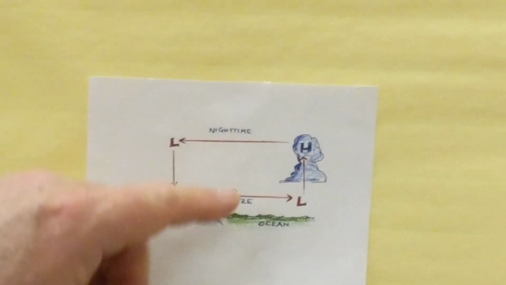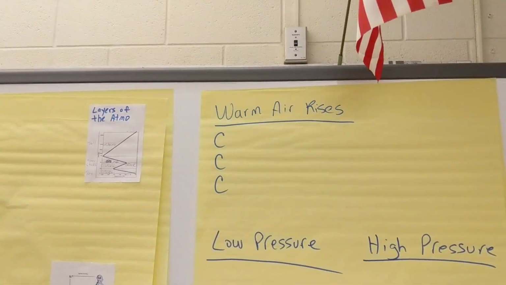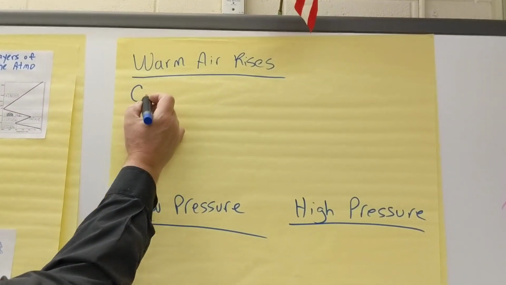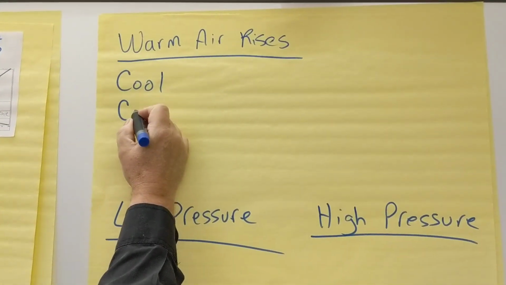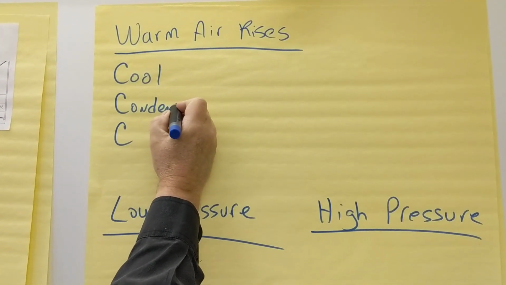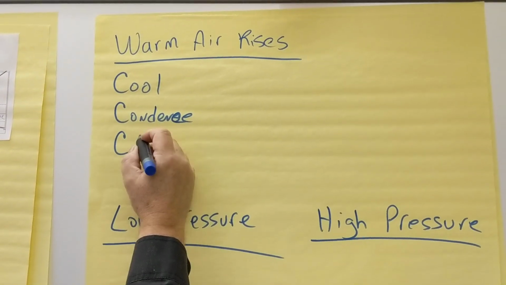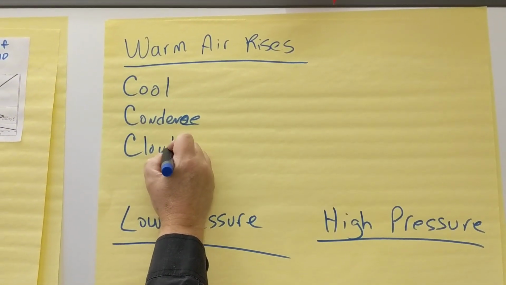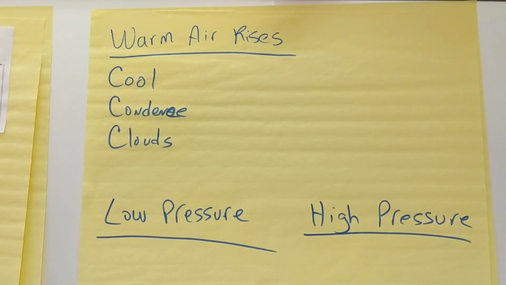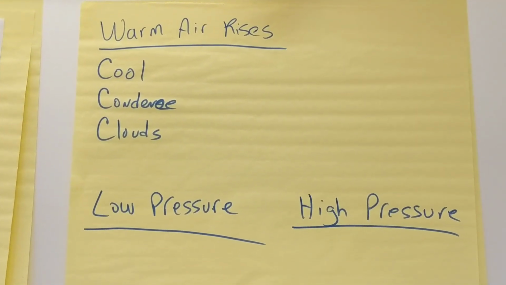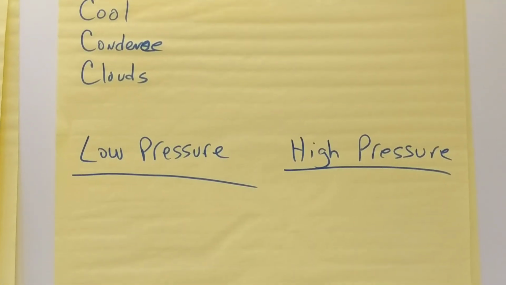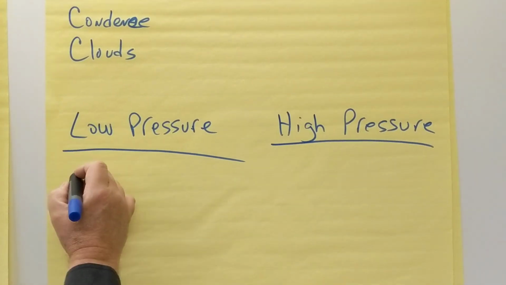So let's talk about what happens when warm air rises. When warm air rises, we're going to get the 3 C's. So what are the 3 C's? It's going to cool, condense, and it's going to make clouds. And that's usually what happens when warm air rises. So remember we talked about low pressure systems out there. Low pressure, we're going to have bad weather.